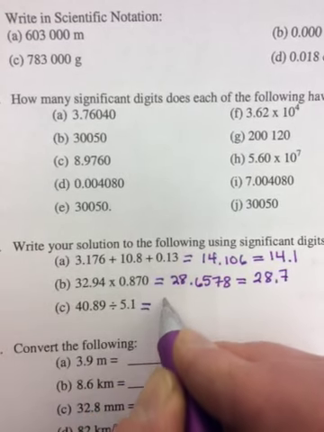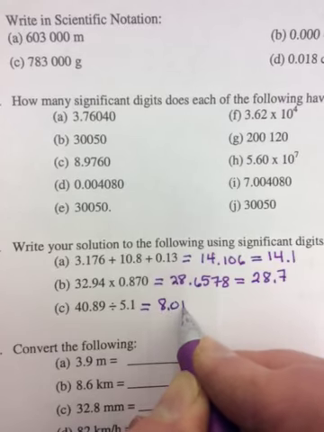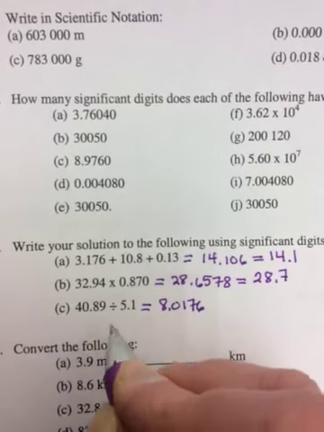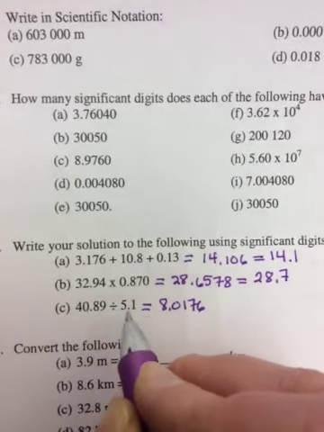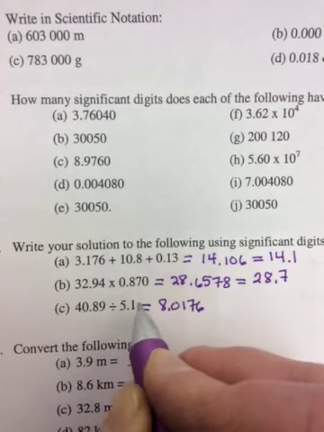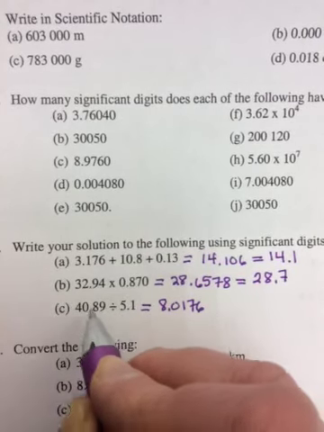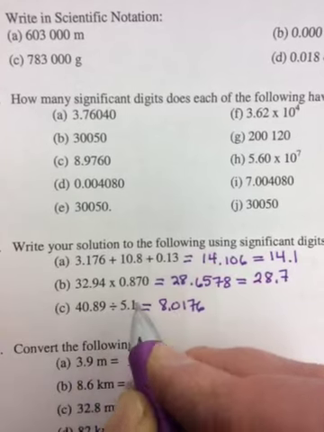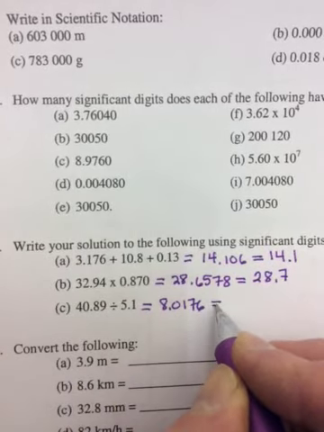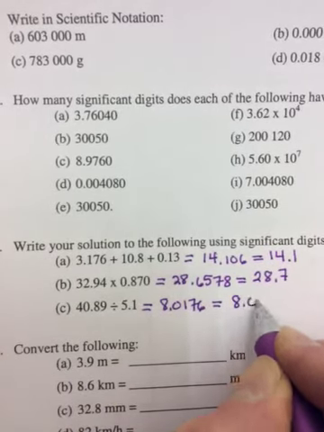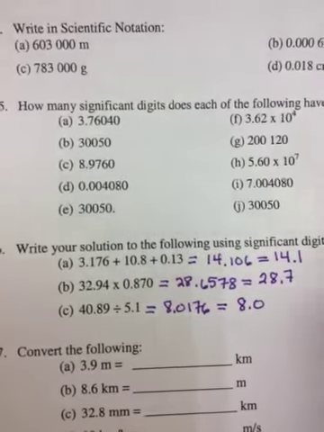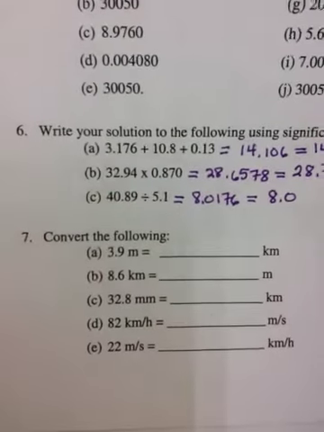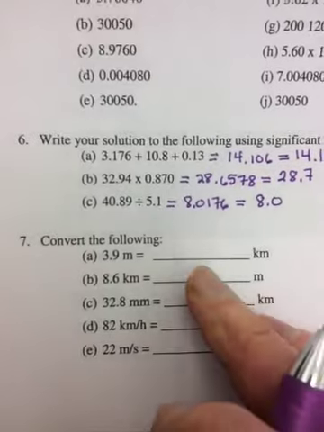Okay, and now in this one we're dividing. So first you divide and you get 8.0176. And then dividing is like multiplying. The smallest number of sig figs. This one has 2. This one has 4. I'm only allowed to keep 2. And so this will be equal to 8.0. And I'm done.